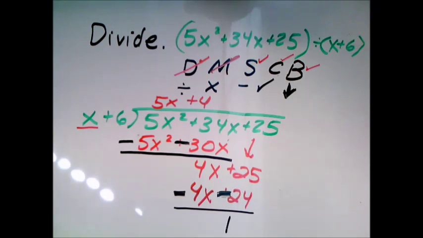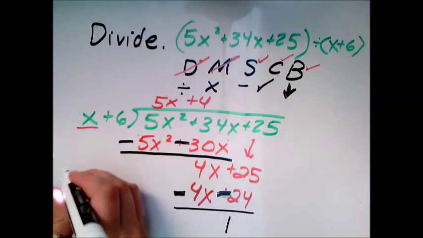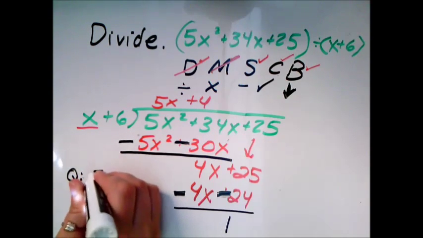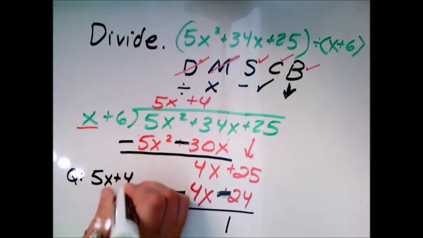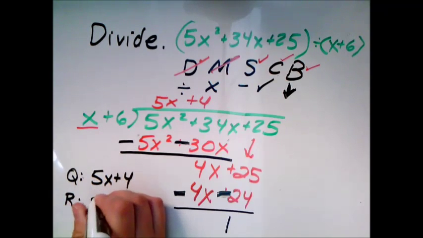And now there's nothing else to bring down, so what does that mean about this? It means that 1 is our remainder, and so if we're trying to write our answer, we have our quotient, 5x plus 4, and our remainder is 1.